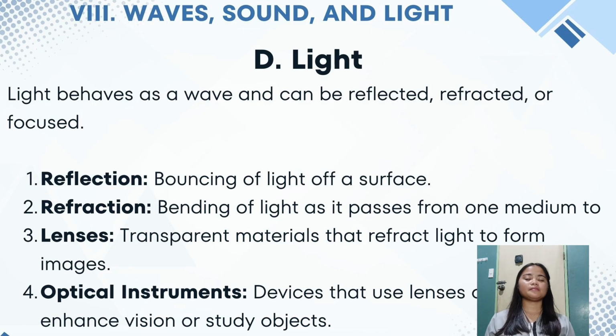Next is light. Light behaves as a wave and can be reflected, refracted, or focused. First is reflection, the bouncing of light off a surface. Refraction, the bending of light as it passes from one medium to another. Lenses are transparent materials that refract light to form images in optical instruments.